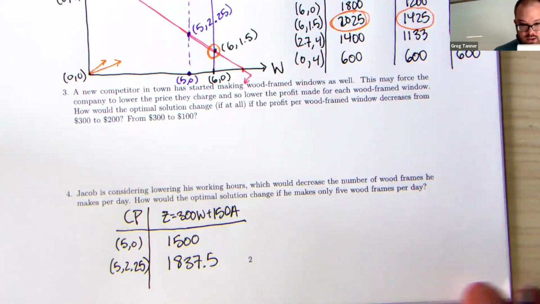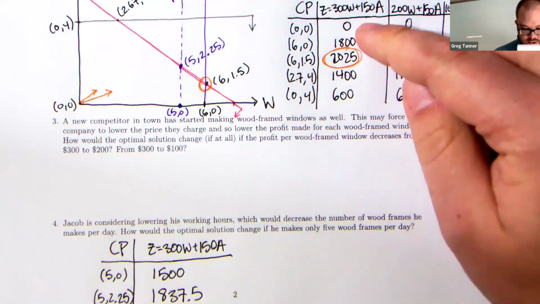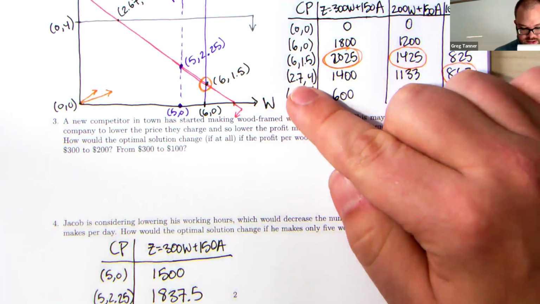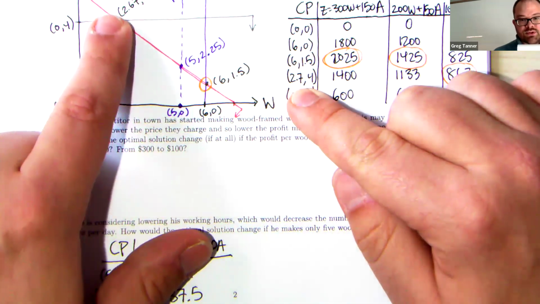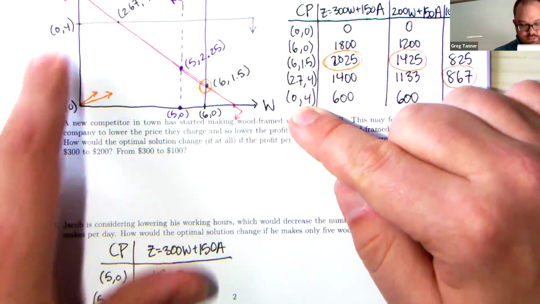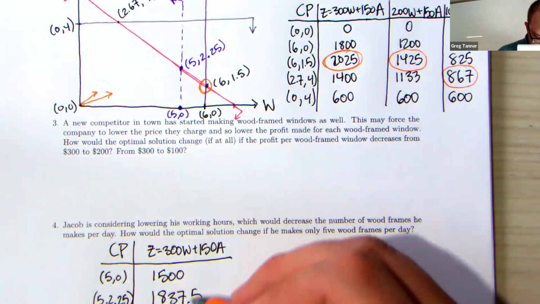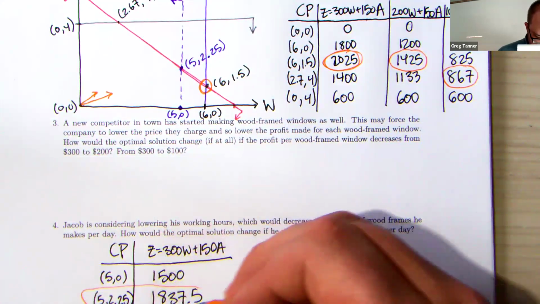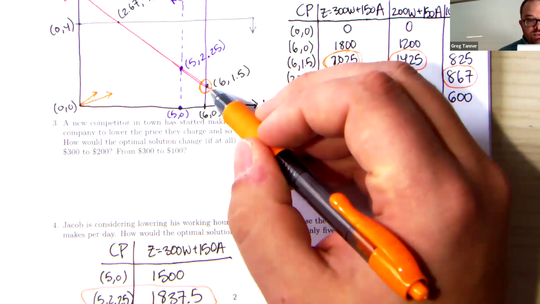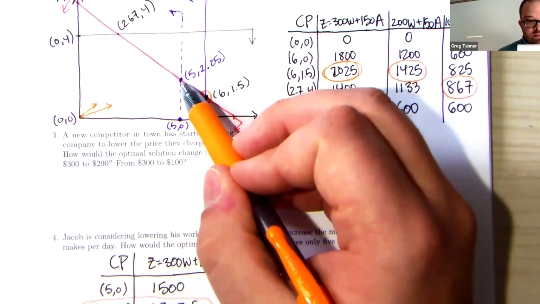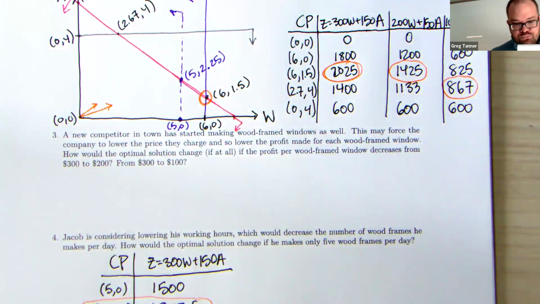Comparing them with these other values, we still have 0, 0, and this solution is still a feasible solution, and this solution is still a feasible solution. This one ends up being our optimal solution. So our optimal solution moves from this corner, which is no longer feasible, to this corner here.